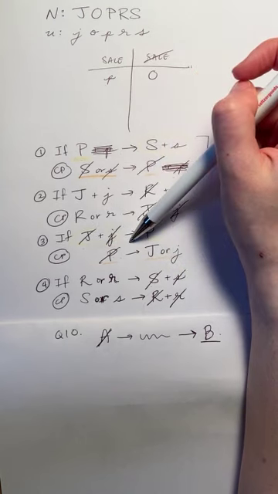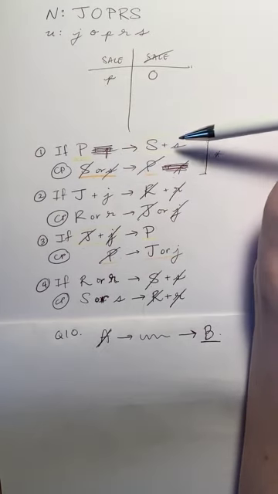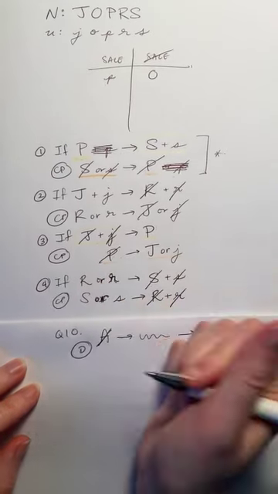If we have neither jazz, then we have to have new pop, and if we have new pop, then we have to have soul. So D is the correct answer there.